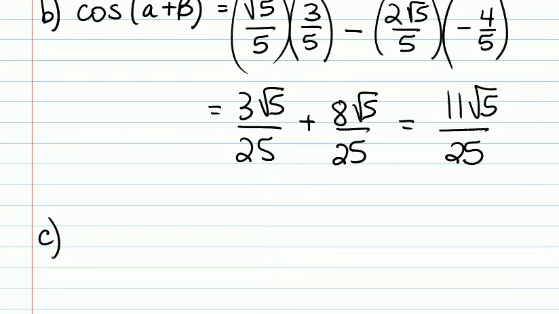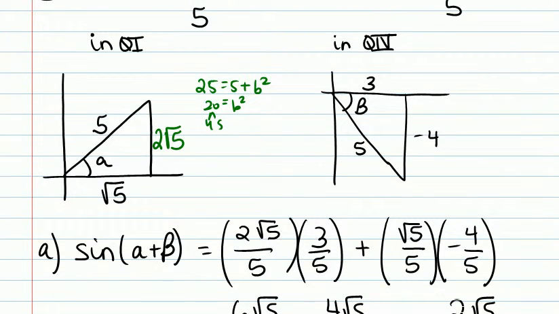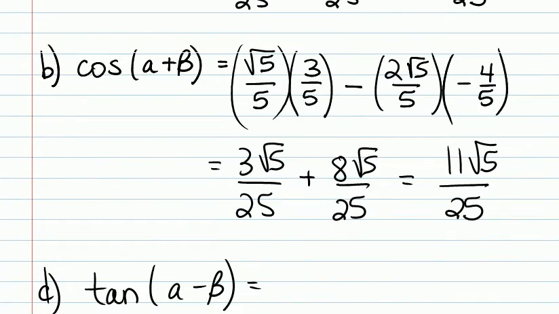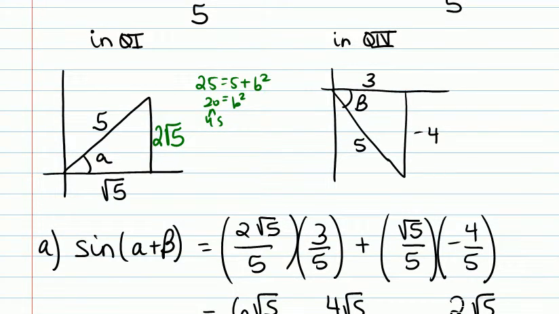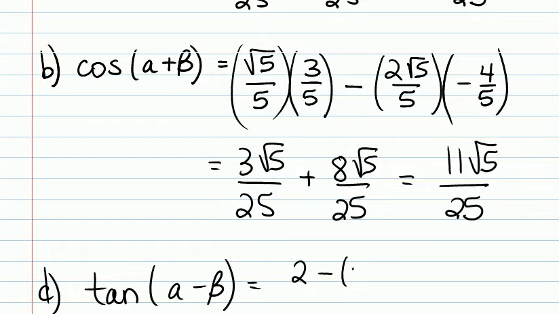Tangent of A minus B. So we get to use the tangent of A minus B rule. Find the tangent of A. So that would be y over x, 2 root 5 over root 5, 2, minus the tangent of B, y over x, -4/3, over 1 plus the tangent of A times the tangent of B.